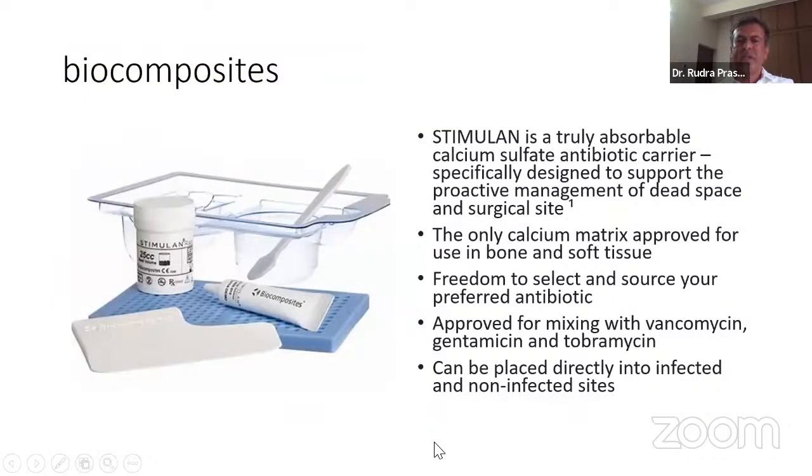And let me tell you a few things about the biocomposite. Whenever the infection turns into chronic infection, we have these biocomposites, a calcium sulfate matrix, which is available, and then we can mix the antibiotics, like tobramycin, vancomycin, and gentamicin. These three antibiotics are recognized by this company, but we have used other antibiotics as well. Basically, it's a local antibiotic delivery system where the calcium sulfate crystals carry the antibiotic and gradually release it as they get resolved.